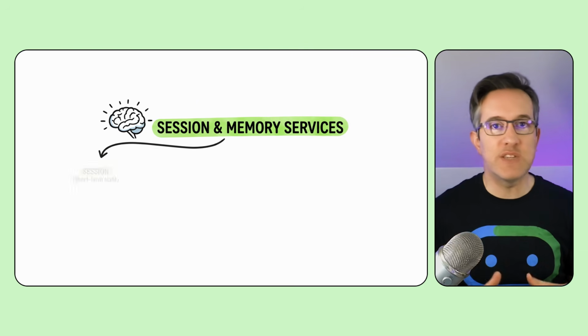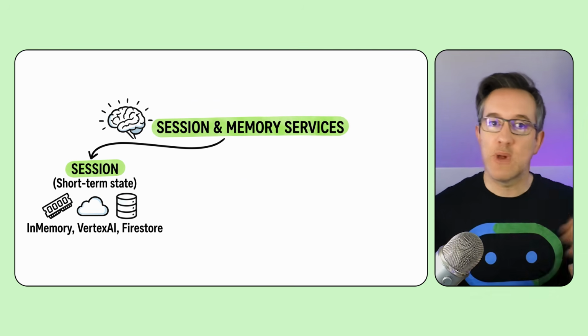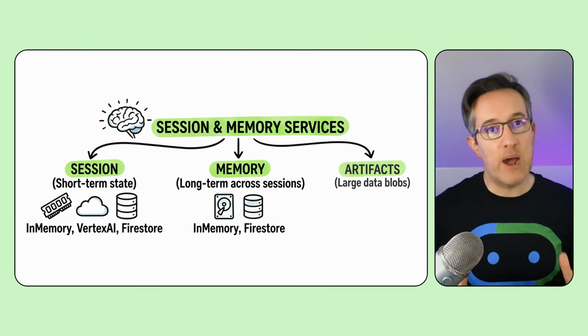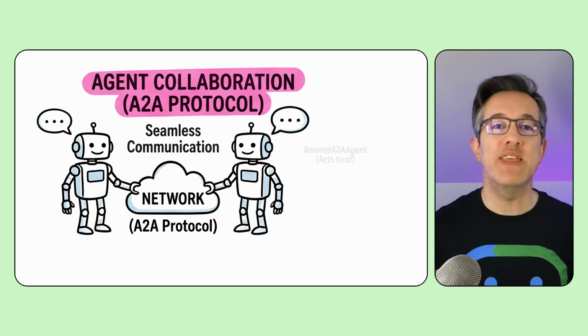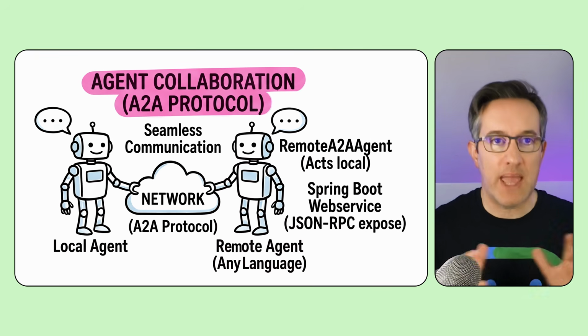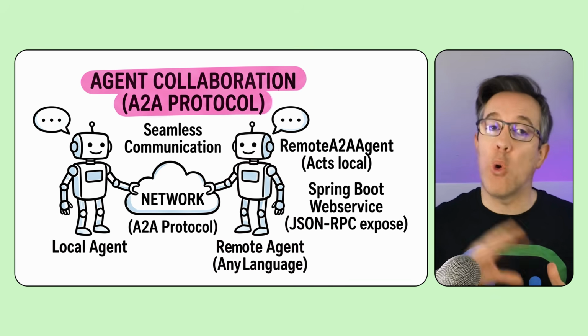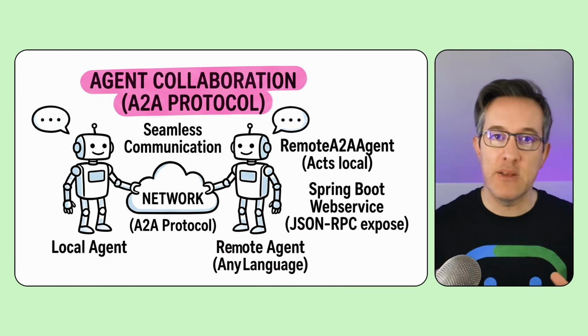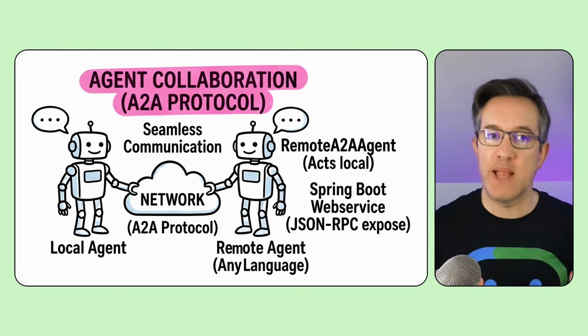Services are also core to ADK agents. There are new services for storing the session state in Vertex AI or in Firestore, as well for longer-term memory. And for artifacts, you can now store your blobs inside Google Cloud Storage buckets. Last but not least, let me mention the integration with A2A, or Agent-to-Agent Protocol, which allows your agents to interact with other agents in a multimodal fashion, including agents from other frameworks, programming languages, or platforms.